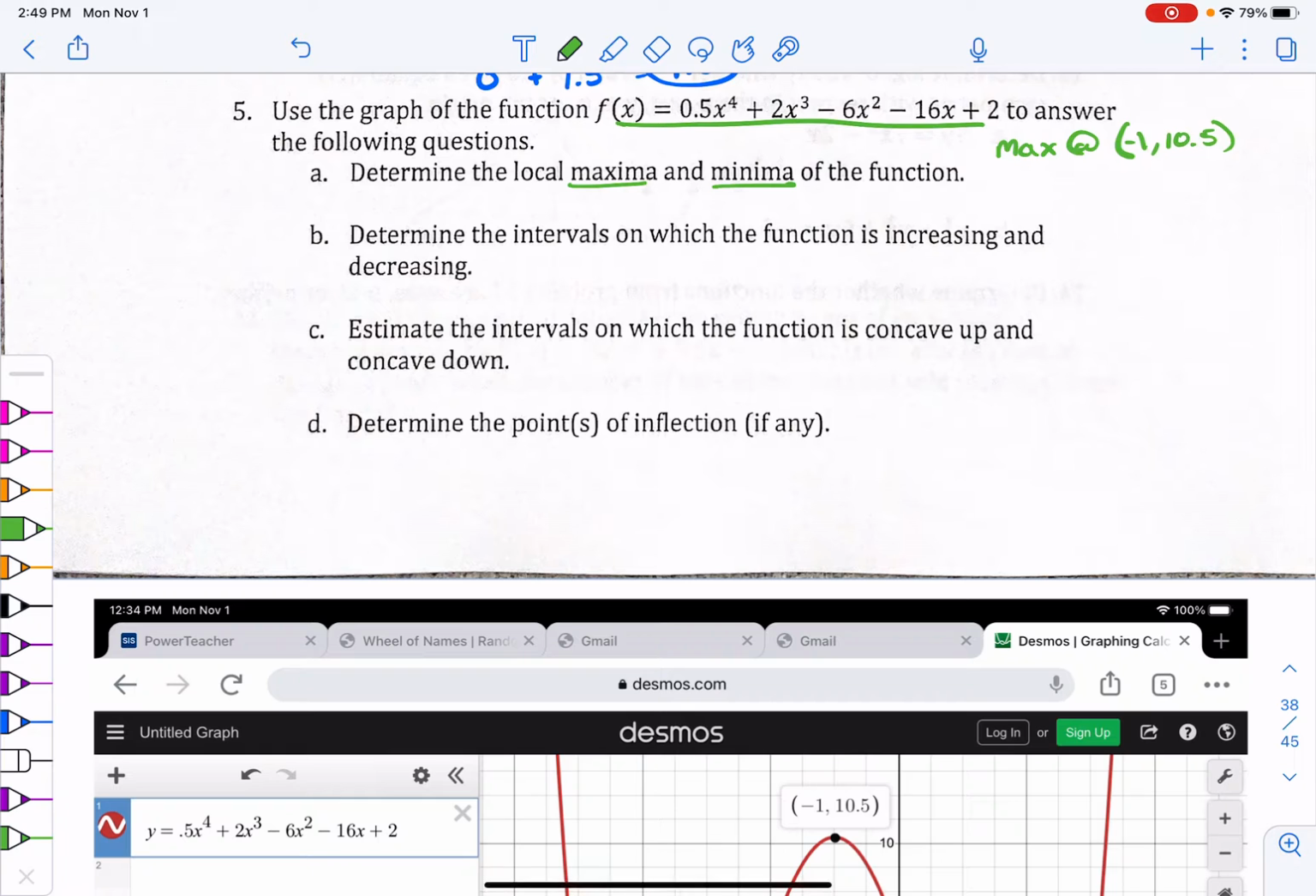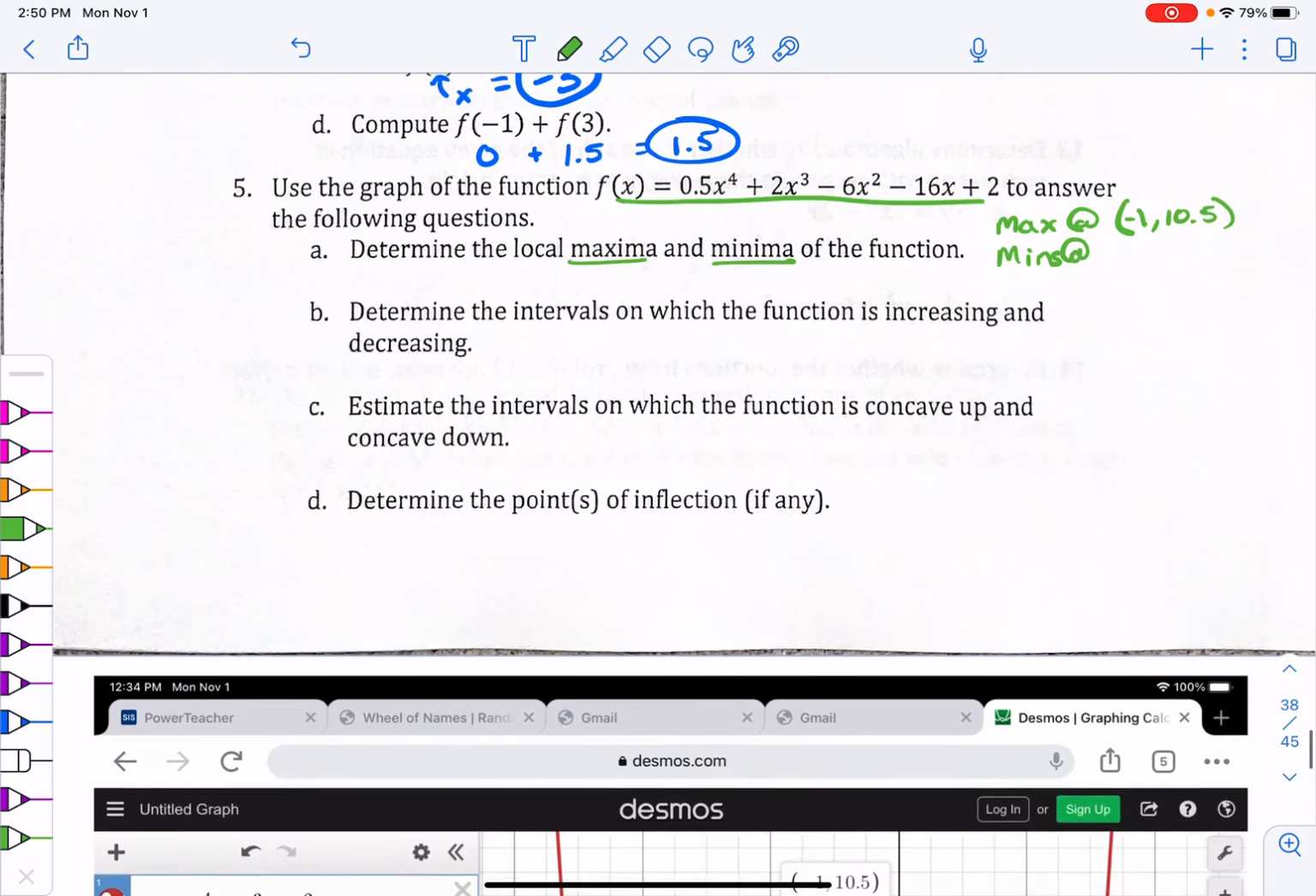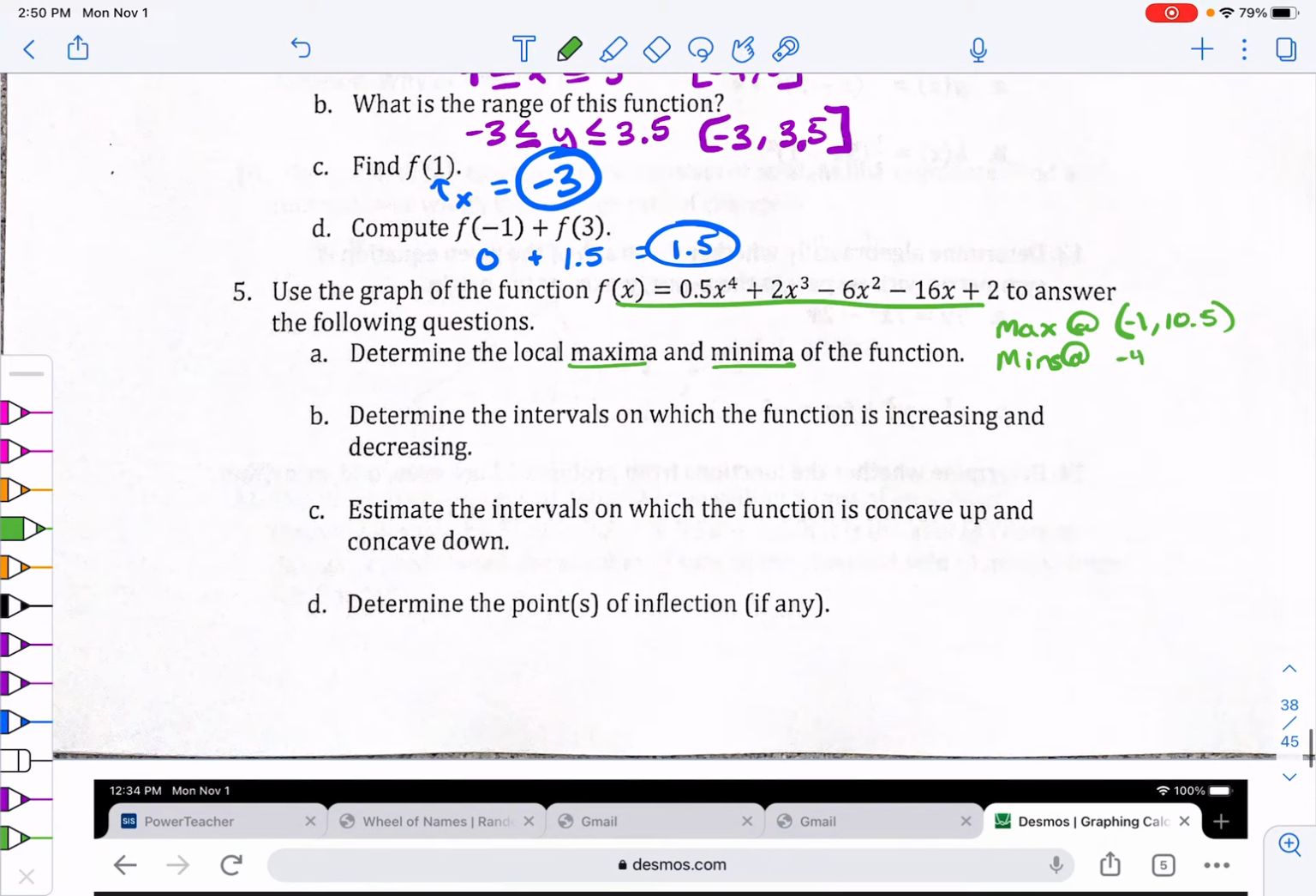Desmos marks these out really nice for us. If I just hit the point, it will give us the exact coordinates. And then we have mins at -4, -30, and at 2, -30. And those are my maxes and mins.